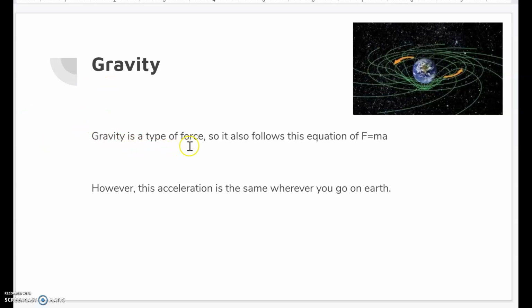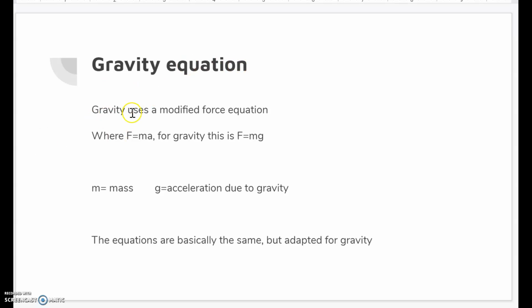Gravity is a type of force, so it also follows this equation of F equals ma. However, this acceleration is the same wherever you go on Earth. Gravity equation. Gravity uses a modified force equation, where F equals ma for gravity. This is F equals mg. M equals mass, and g equals acceleration due to gravity. The equations are basically the same, but adapted for gravity.